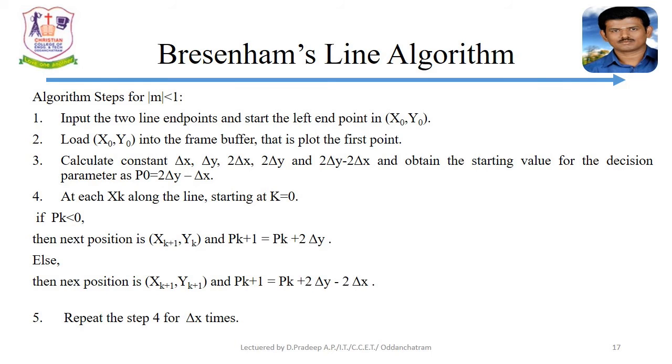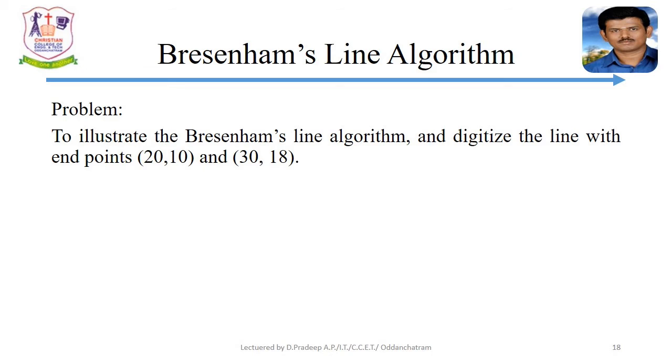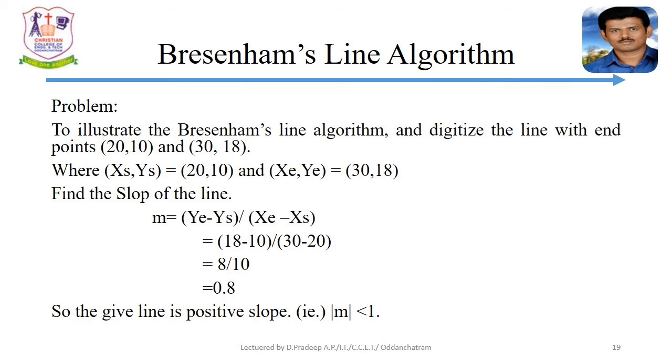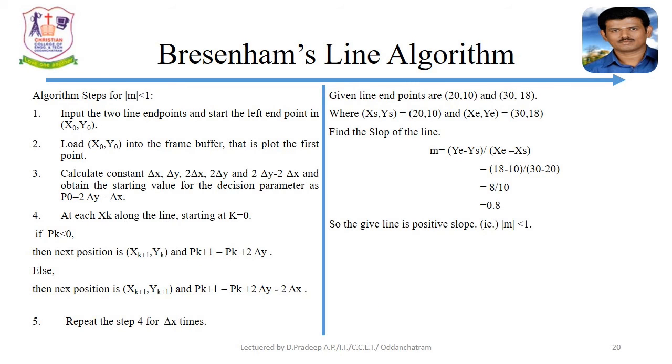Now we are moving to an example problem to explain the algorithm. The problem is to illustrate Bresenham's line algorithm and digitize the line with endpoints 20, 10 and 30, 18. First we have to identify whether the given line has a positive slope or not. So we have to find the slope. Here the slope is calculated. The slope value is 0.1, that is less than 1. So it is a positive slope.